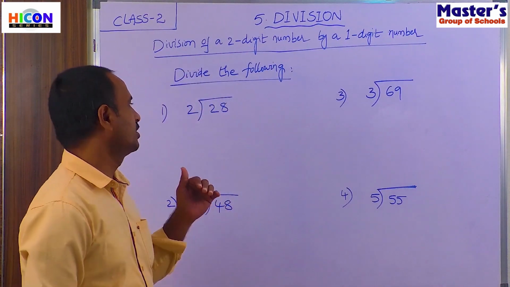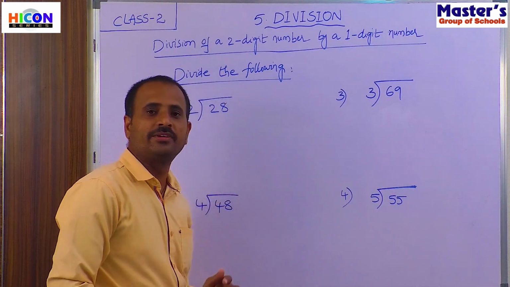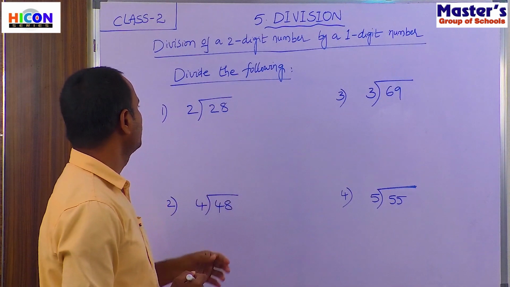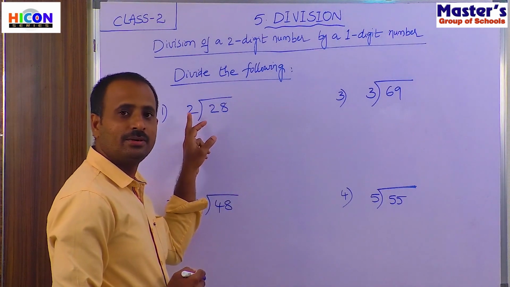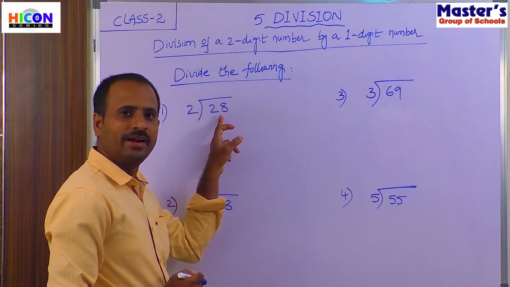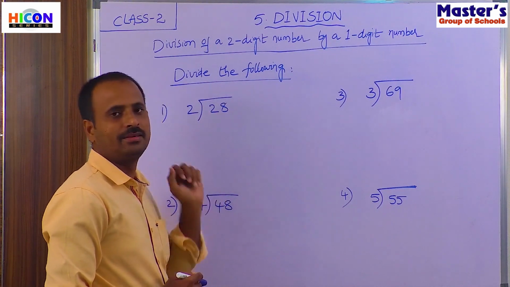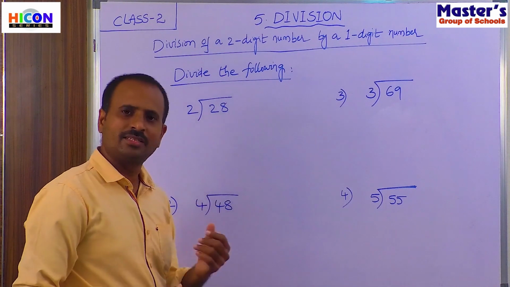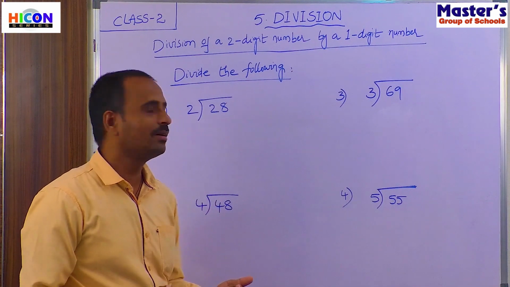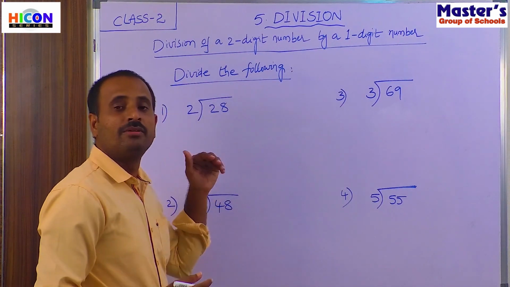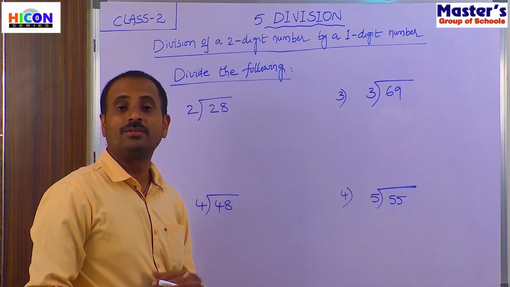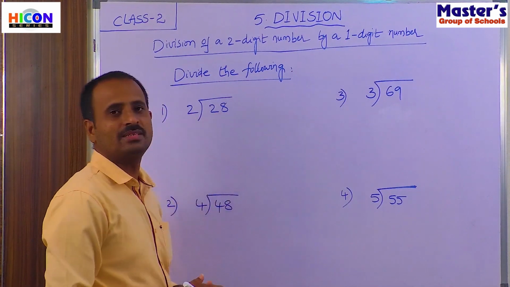So children, look at the board. There are some divisions given here. Let us see the first division. In the first division, what is the divisor? 2 is the divisor. What is the dividend here? The dividend is 28. So children, the same process we have to continue. First we have to find how many times, that is, when the number 28 comes in the second table.